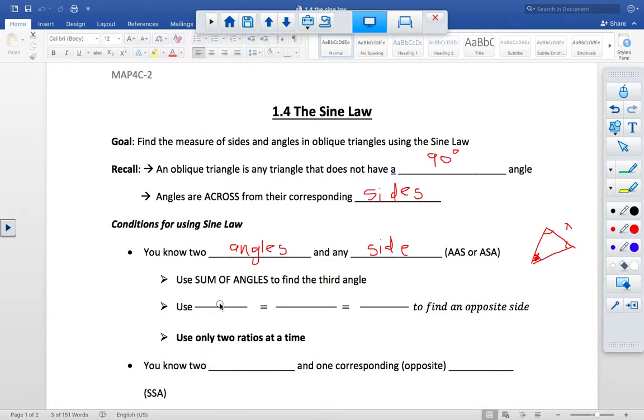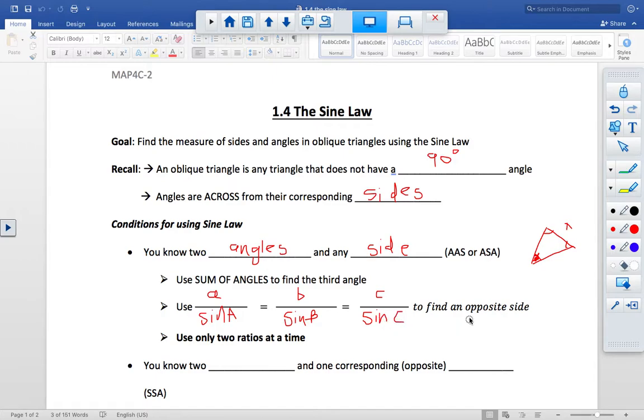So the formula says, in order to find one of the sides, you have to use the following formula. It's side A over sine angle A, and remember, it's sine law, so it uses sine, equals side B over sine angle B, which also equals side C over sine angle C.